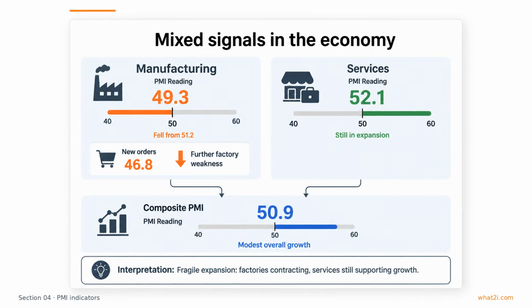At the same time, a services PMI of 52.1 shows the service sector is still expanding. A composite reading of 50.9 therefore suggests the broader economy is still growing, but only modestly. The overall message is not recession yet, but rather a fragile expansion with one sector weakening and another still holding things up.